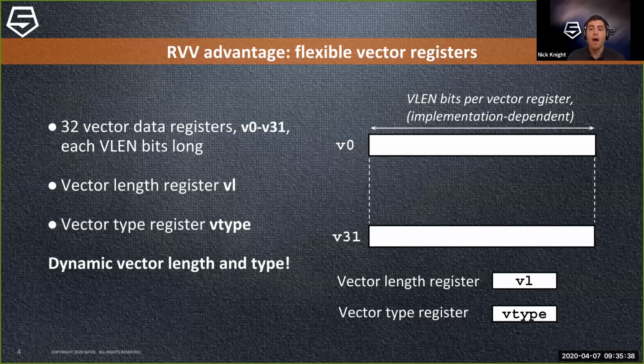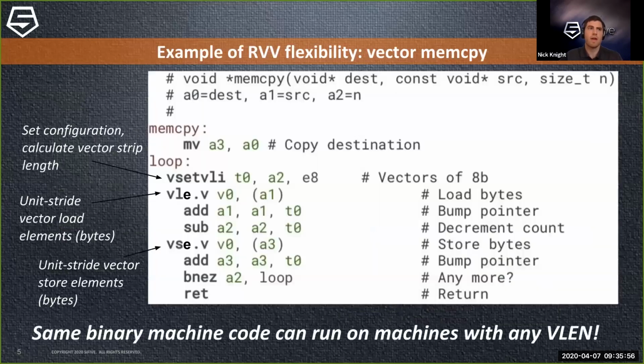What's interesting here, though, is that in addition to the vector registers, we have two control registers down here, a vector length register and a vector type register. Again, we offer dynamic vector length and dynamic vector type. You can change them at runtime. Let's see how this works. So let's look at an example here: memcopy. We'll do vector memcopy. We have a destination in the first argument, A0, the first argument register, that's the destination vector.